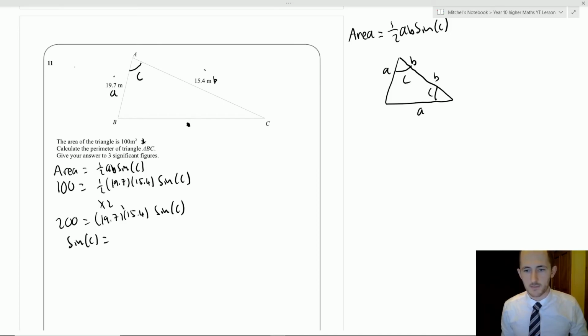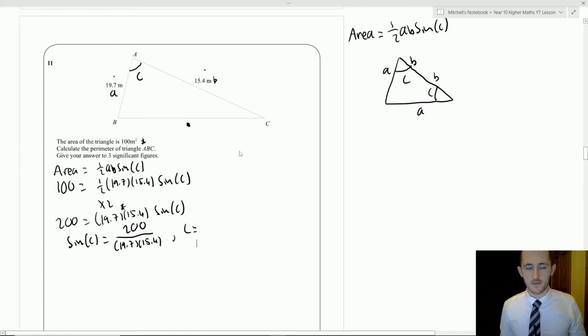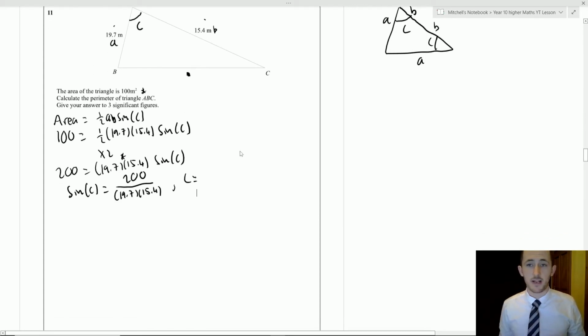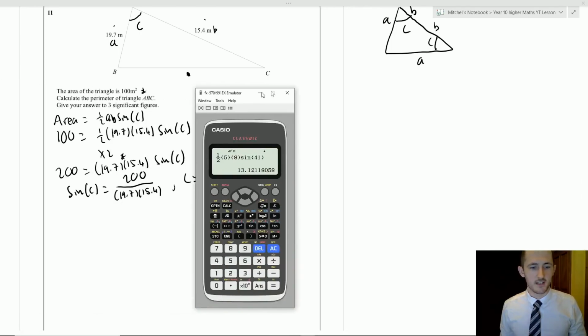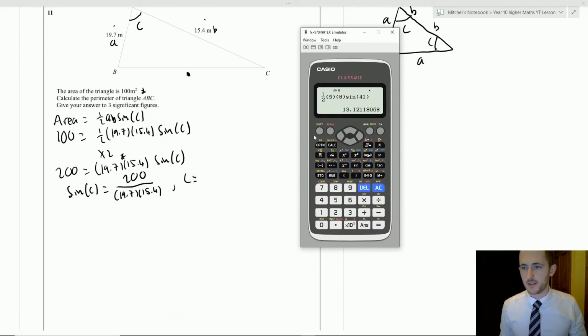If I divide both sides by these brackets here, I get 200 over 19.7, 15.4. Okay, and then C is going to equal whatever I say it does. All okay with that? This is a pretty long question, by the way. Like, unironically, very long. So I need to do the sine inverse. Because again, if I want the actual angle, I need to inverse sine to get rid of that.